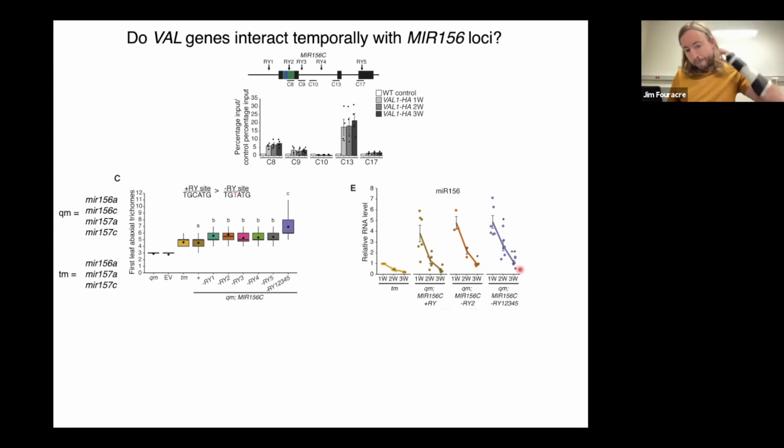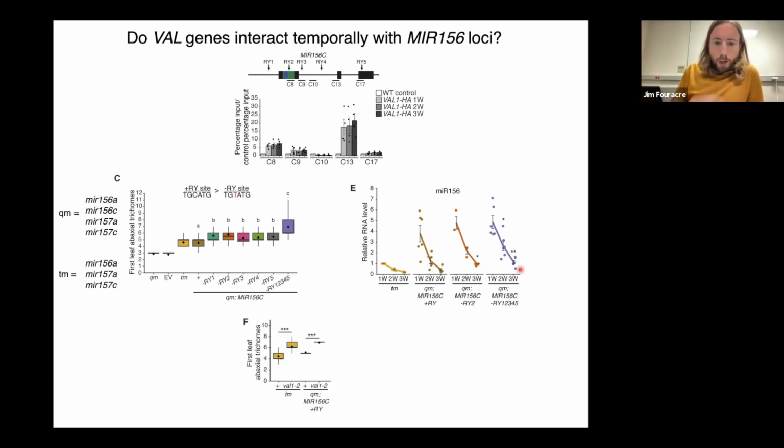So this supports the earlier results from the loss of function studies, in that VAL activity isn't necessary for the temporal decline in 156 activity. So I also wanted to make sure that what I see here is because of an interaction between loss of RY sites and VAL1 itself. So I introgressed a loss of VAL1 mutation into these different mutant lines to test for an interaction between the 156 locus and VAL1 itself.